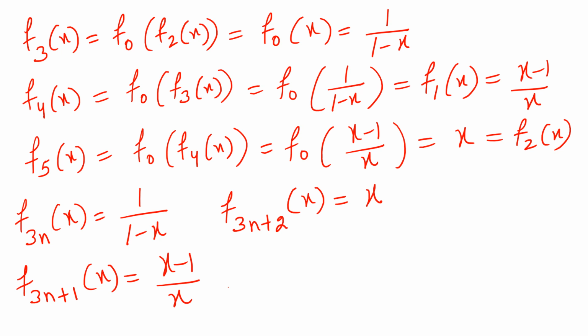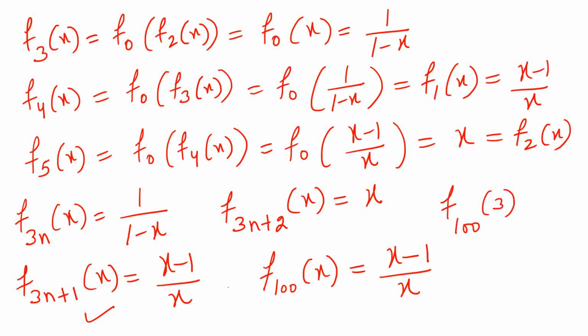Now students, we have to calculate the value of f100 of 3. For that purpose, we need to find the function f100 of x. Now we know that when we divide 100 by 3, the remainder comes out to be 1. So that means f100 of x falls in the second category of the functions. So that means its value is going to be x minus 1 whole divided upon x. So just put x as 3 in the definition of the function. So you will get f100 of 3 equal to 2 upon 3. Right? Now students, we move further.